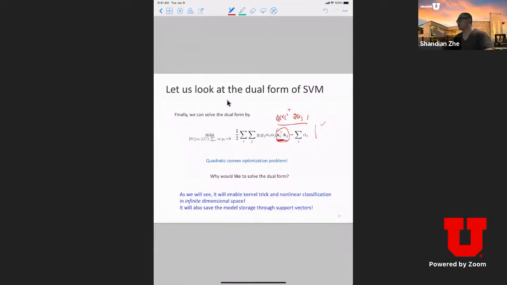But before we discuss that point in detail, let us first consider one problem. Suppose I have solved this quadratic optimization problem.